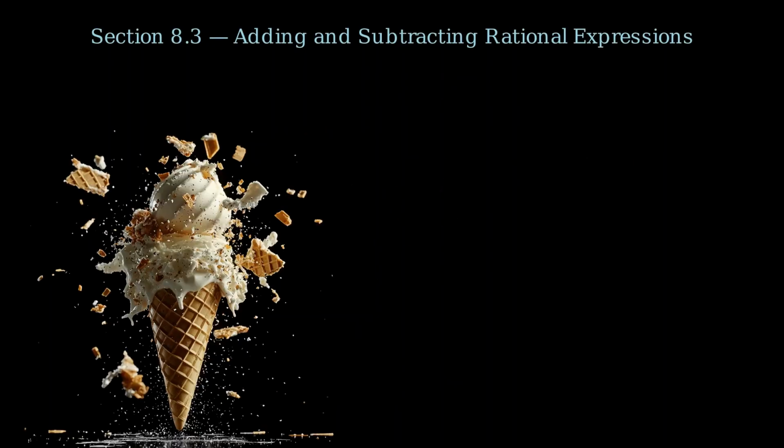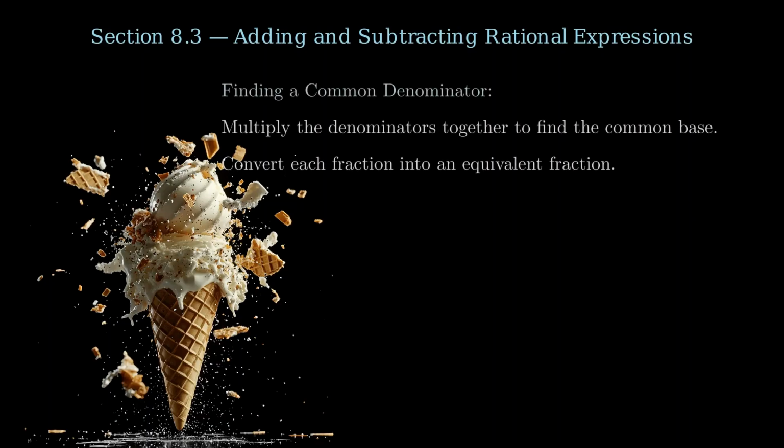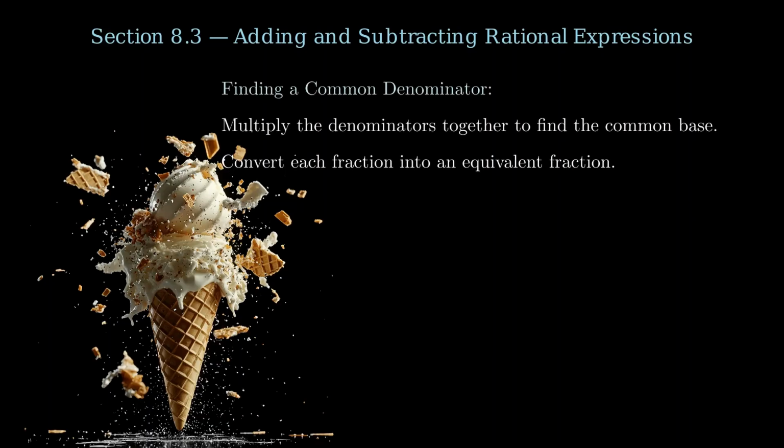When adding fractions with different denominators, you must find a common denominator first. Simply multiply the denominators together to get the common base. Then, convert each fraction into an equivalent fraction with this new common denominator.